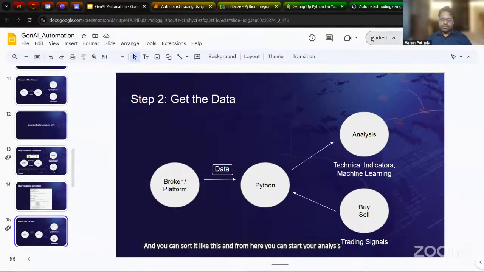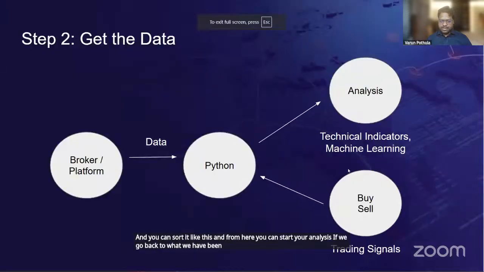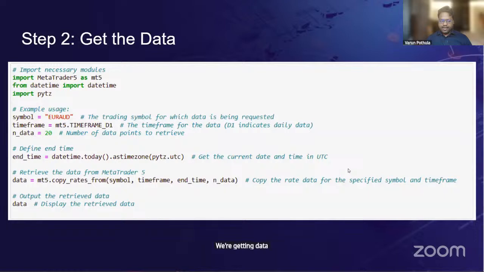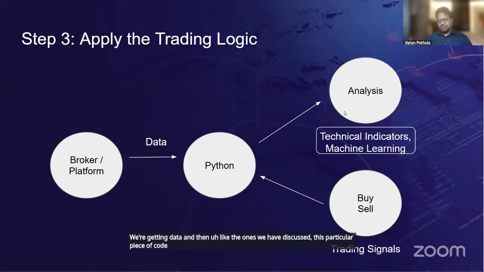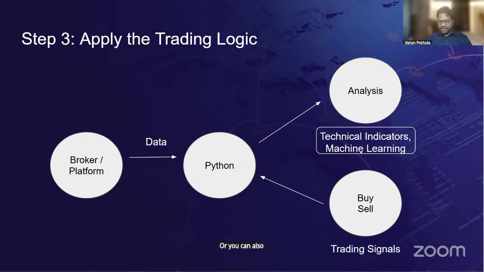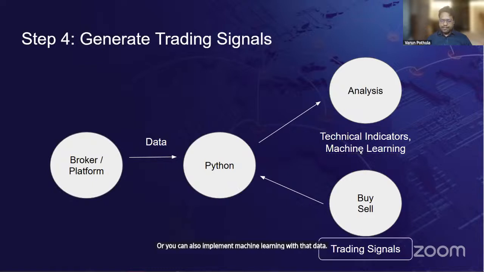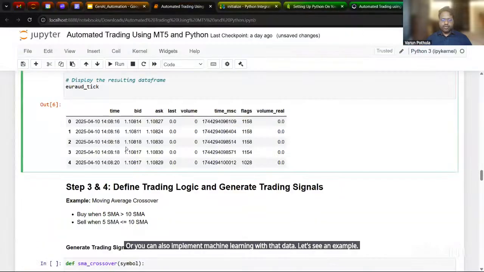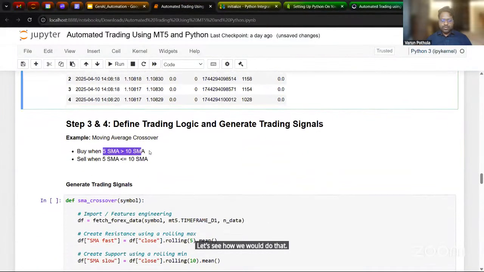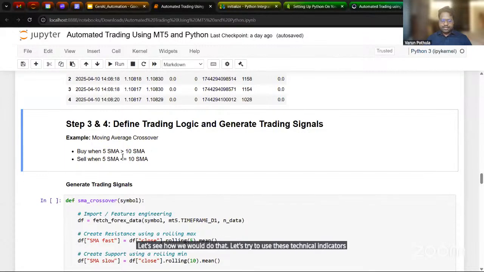If we go back to what we have been seeing as a process, we're getting data, and then, like the ones we have discussed, with this particular piece of code you can definitely generate technical indicators from that data, or you can also implement machine learning with that data. Let's see an example. Let's try to use these technical indicators like simple moving averages. And just for the demo, consider this as your strategy. We are trying to buy when the short-term moving average, which is SMA, is above the long-term moving average, which is 10 SMA.